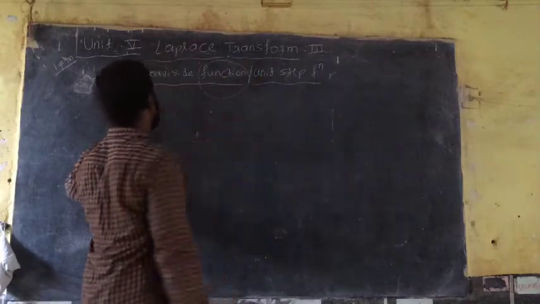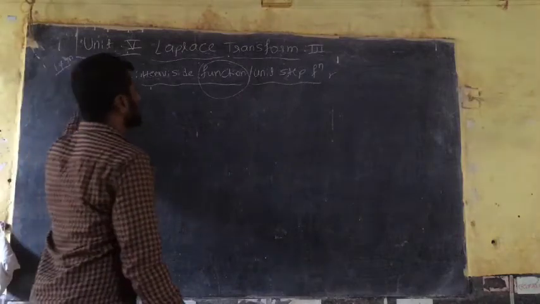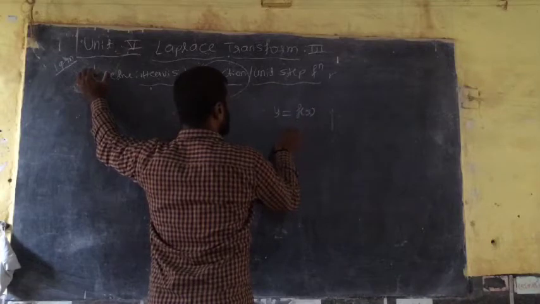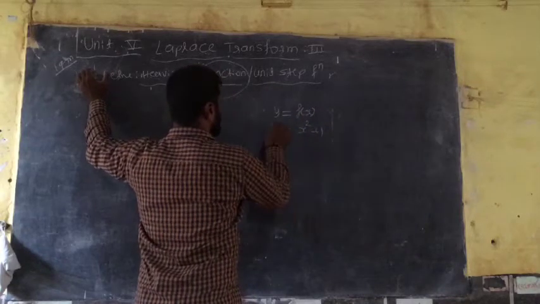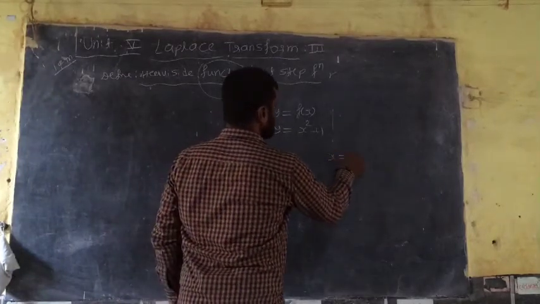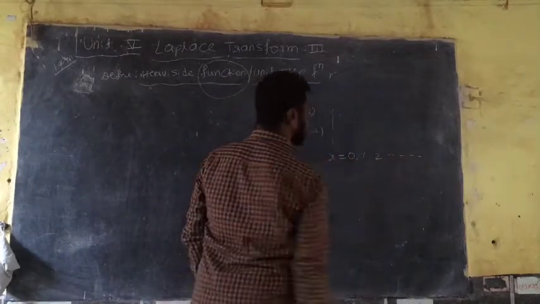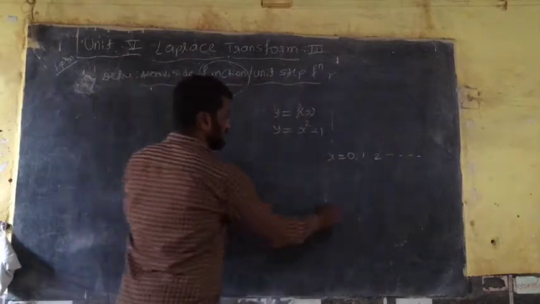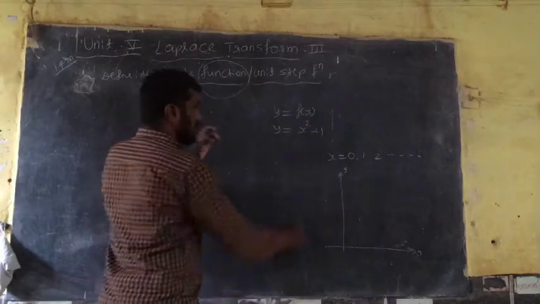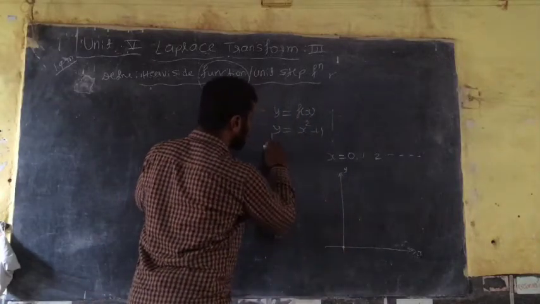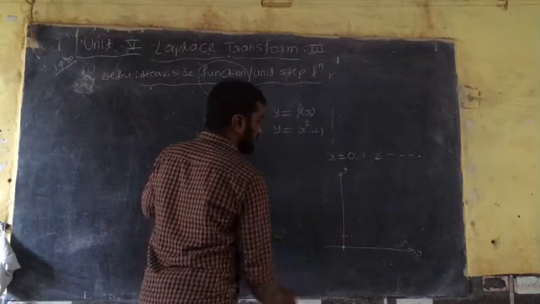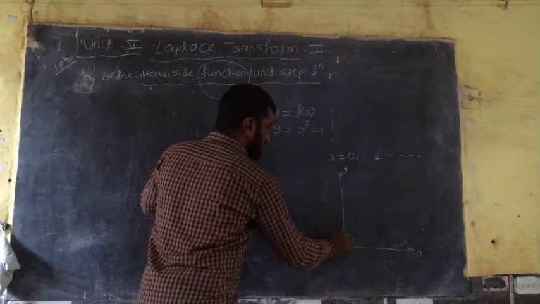You have studied this kind of function previously. Let us consider y equal to f of x, be any function, like x square plus 1. At x equal to 0, 1, 2, 3, and so on, with the x axis and y axis. At x equal to 0, y is equal to 1, so you mark this point, y equal to 1.